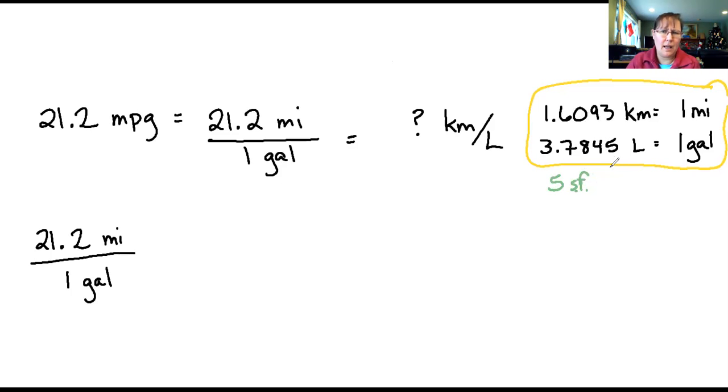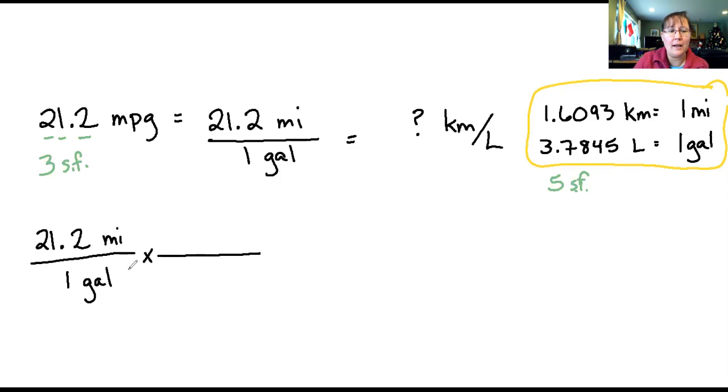But let's not wait until the end like we did and find 2 answers. Let's come over here and we'll see that our 21.2 has 3 significant figures. That means that our final answer will need to have 3 significant figures. So you can do it at the end like we did the last one, or you can do it at the beginning and determine that early.